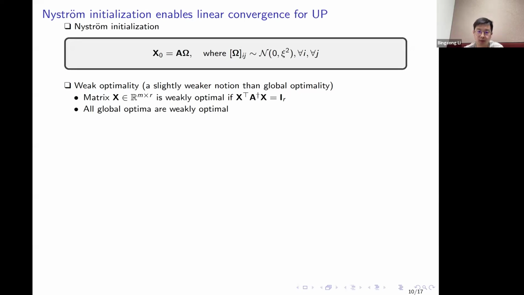And the under-parameterized regime is actually a more challenging regime, because some nice local properties cannot really be established.